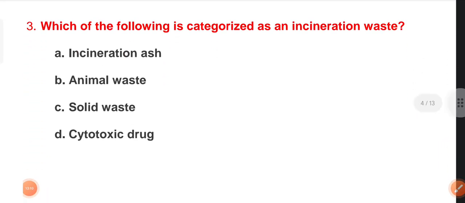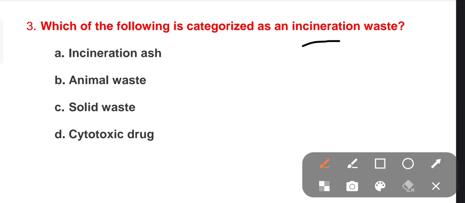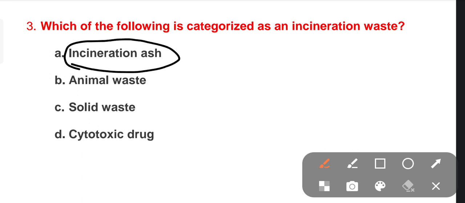The next question is, which of the following is categorized as an incineration waste? By the name itself you can understand incineration waste. Options are incineration ash, animal waste, solid waste, cytotoxic drugs. The answer is incineration ash. After the incineration only we will get the incineration ash. Ash is nothing but the final product of burning a material.